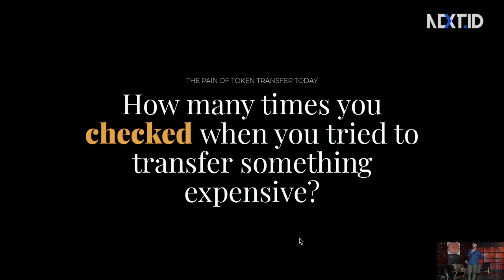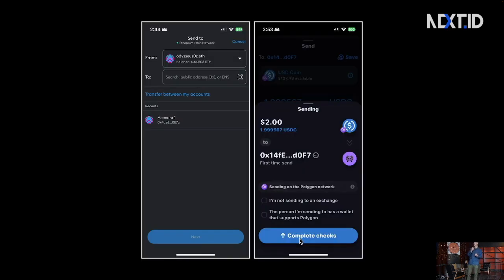I personally usually check at least 5 times, because one time I sent some things through Coinbase on the wrong chain and it just swallowed my $5,000 without giving me a hiccup. So this is a pretty common user experience problem in Web3, and we're going to talk a little bit about exactly why that's the case.